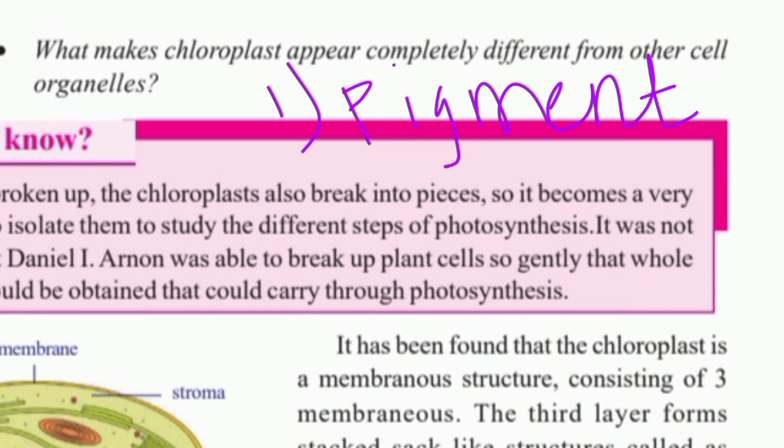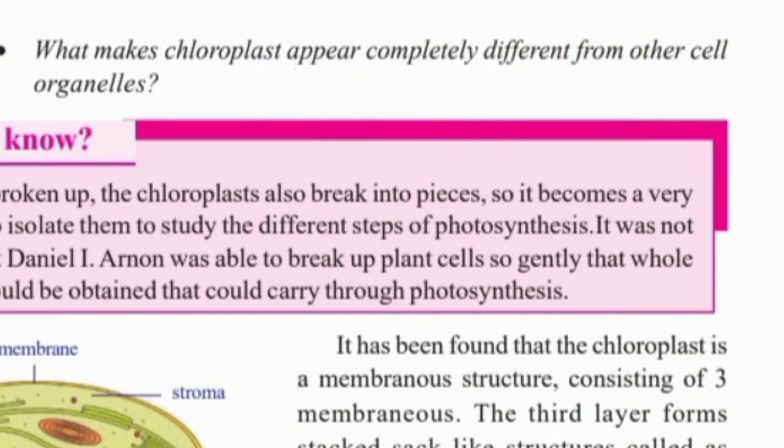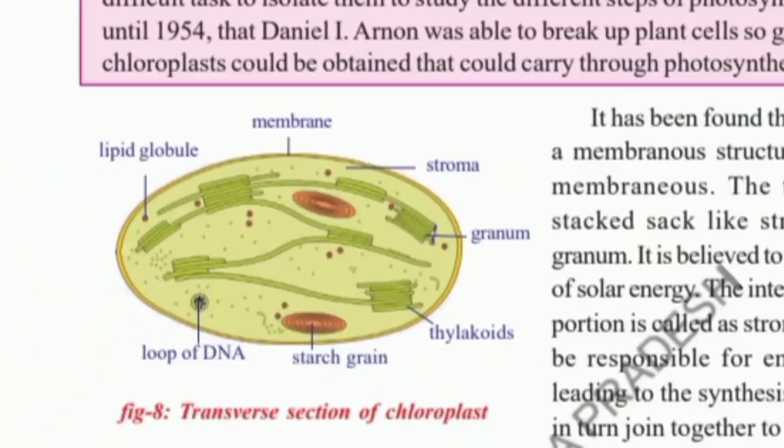There is no pigment in them. Okay, so pigment is found in the chloroplast. That is why they are unique and they are different. Another specific characteristic which differentiates the chloroplast from all other cell organelles is the presence of the DNA.